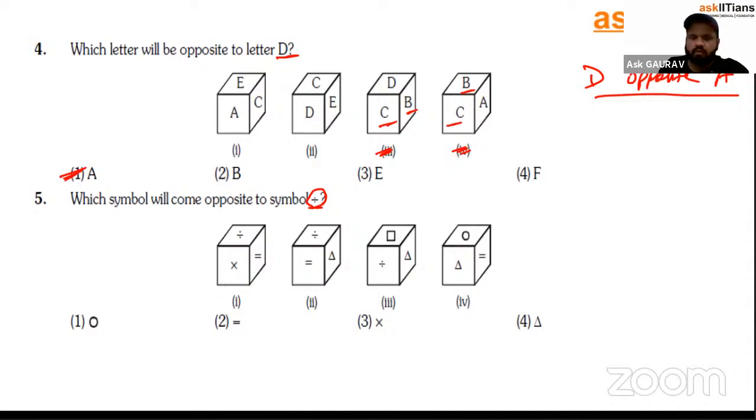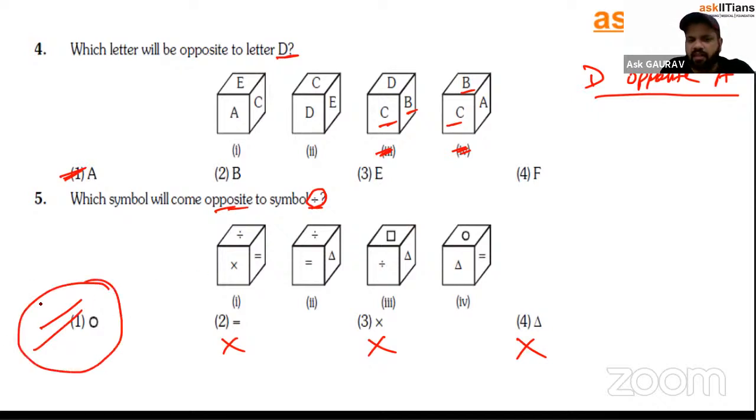See here. First, I am telling you the option elimination method. You have to find the opposite to divide. Here divide is there, cross and is equal to sign. So these cannot be opposite, as these are at the side. See position 2. Divide is there, is equal to cannot be there, and triangle also cannot be there. So the only answer is this circle. Is that clear?